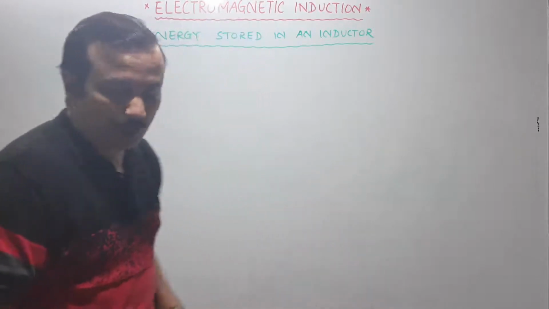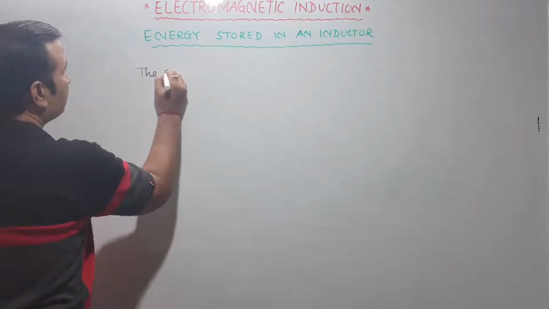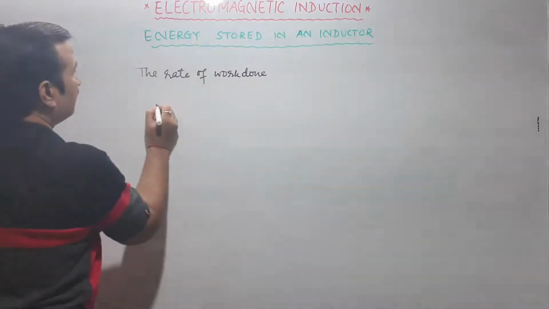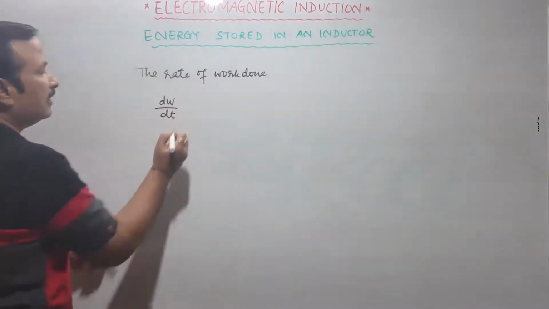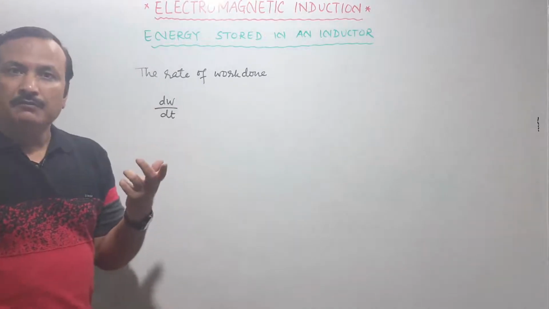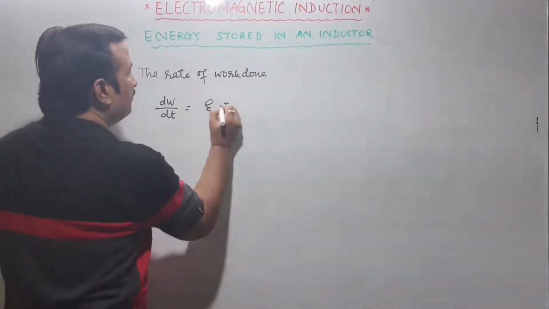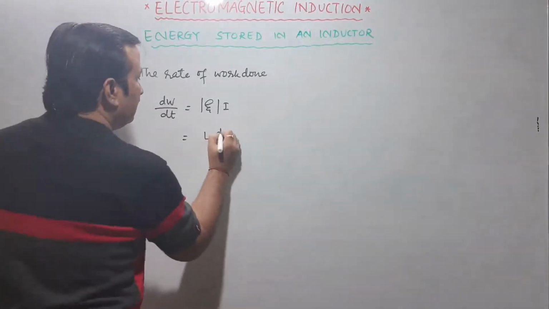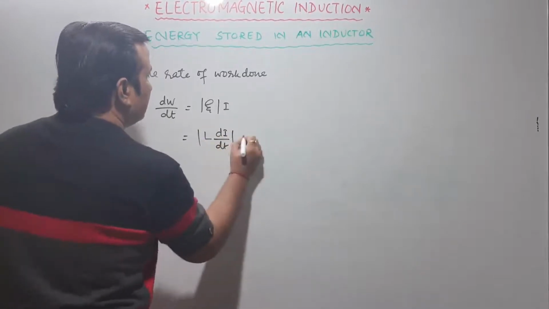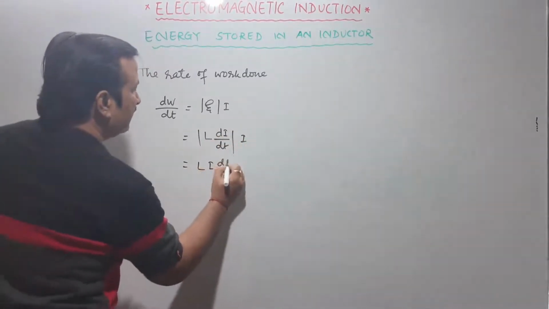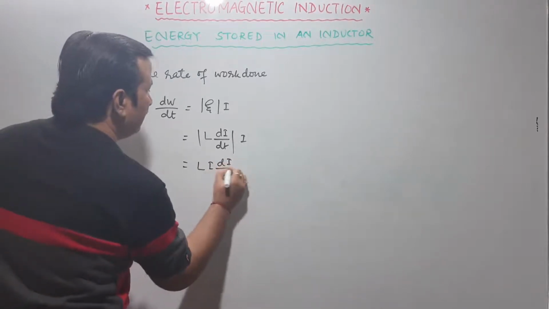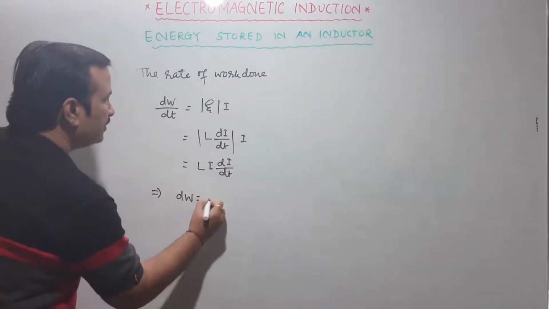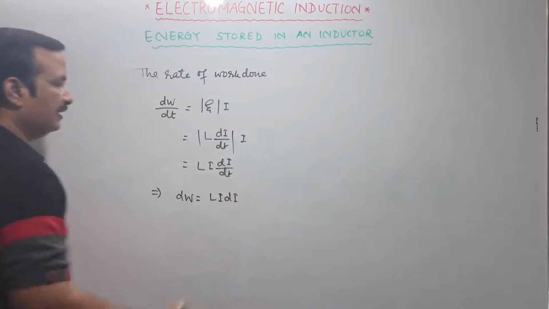So suppose, and we know the rate of work done. What is the formula? We can write dW upon dt, the rate of work done, is power, which we can write as E into I. We will take magnitude. For E we can write L di by dt. So we can write L I di by dt. That means it will give you dW is equal to L I di.